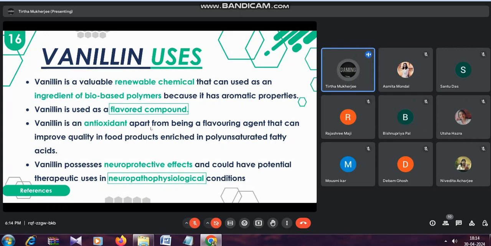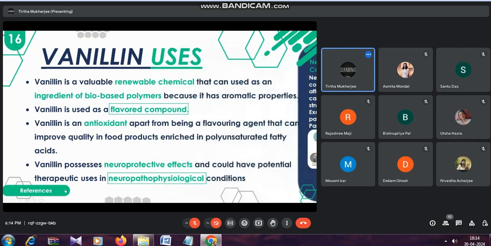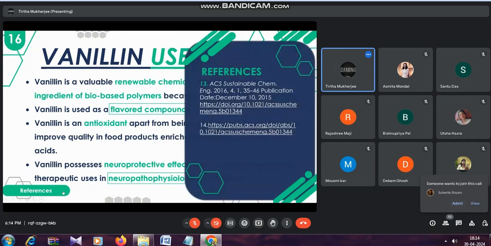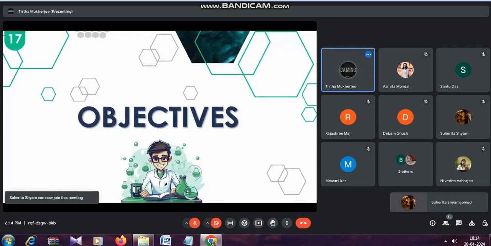Finally, vanillin possesses neuroprotective effects and could have potential therapeutic uses in pathophysiological conditions. These are some of the neuropathophysiological conditions such as Alzheimer's disease, Parkinson's disease, etc. And the references. Moving on to the objective of our project.